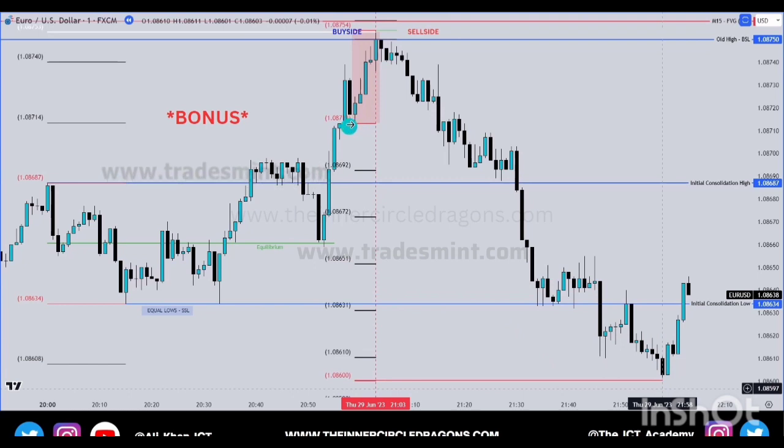If we go back to the initial manipulation leg and we anchor a fib from the low to the high and project deviations lower, between 2 and 3 deviations, we get a midpoint of 1.08600. If we take the very low of this candle, it comes in at 1.08601. So just one pipette off the actual low. And again, within 2 to 3 standard deviations of this manipulation leg.